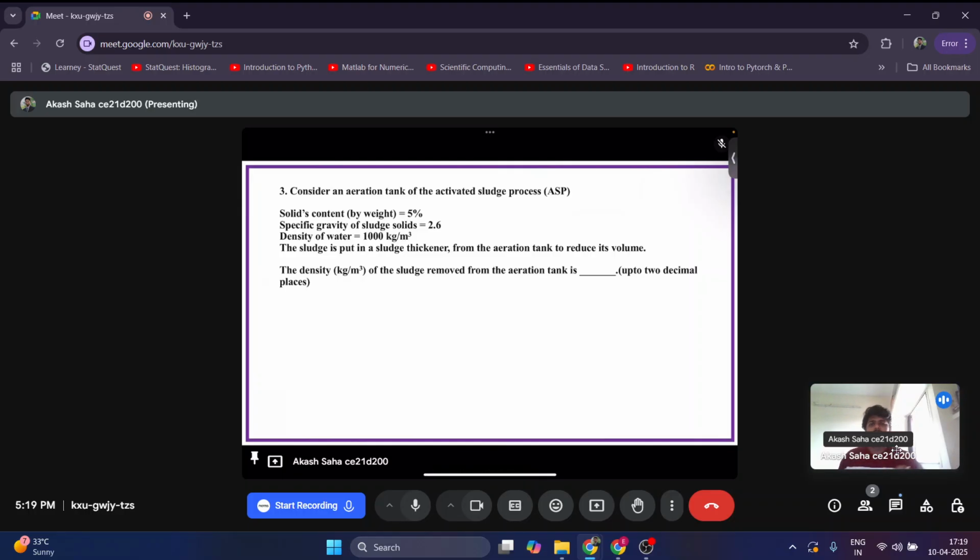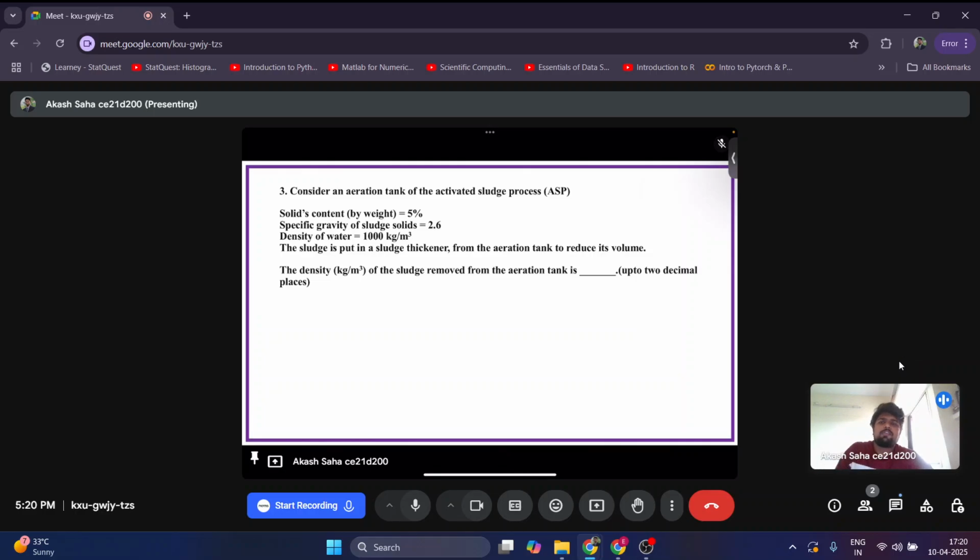Consider an aeration tank of an activated sludge process. Okay. The solid contents by weight is 5%. The specific gravity of sludge content is 2.6. Density of water is 1000 kg per meter cube. The sludge is put in a sludge thickener from the aeration tank to reduce its volume. The density of the sludge removed from aeration tank is? So we have to find out the density of the sludge.